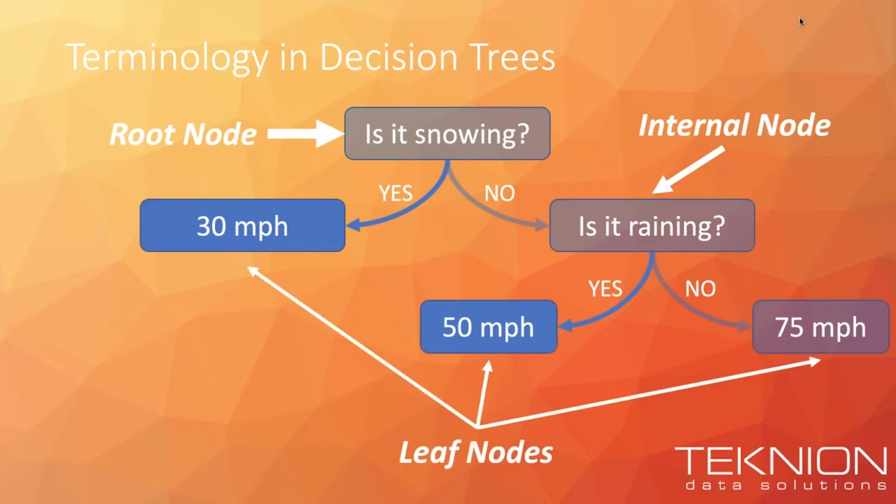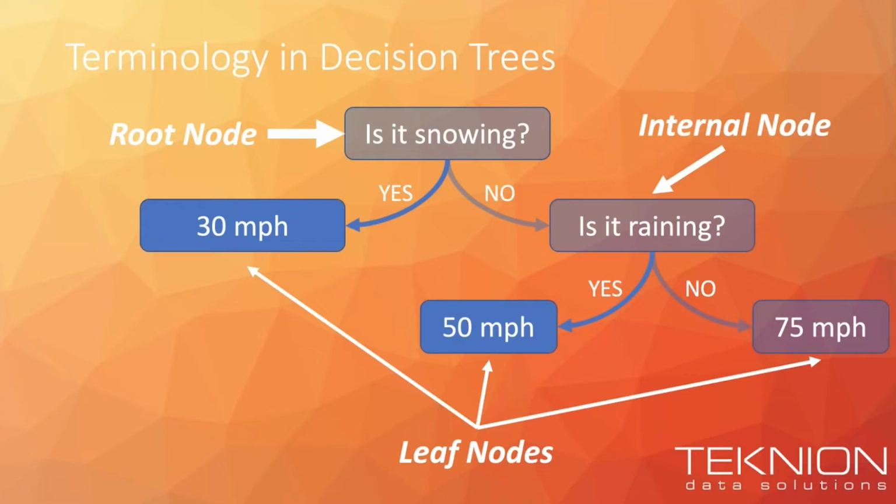And then these last parts, we call leaf nodes. That's actually the output that we're producing. So we have three leaf nodes that we end up with: a 30 mile per hour group, a 50 mile per hour group, and a 75 mile per hour group. Okay. Now, again, this is a really high-level way of thinking about this.